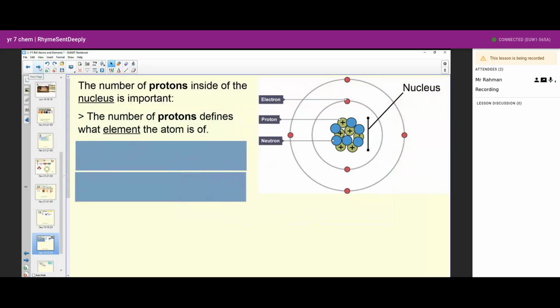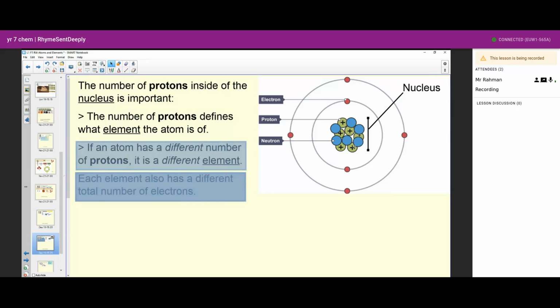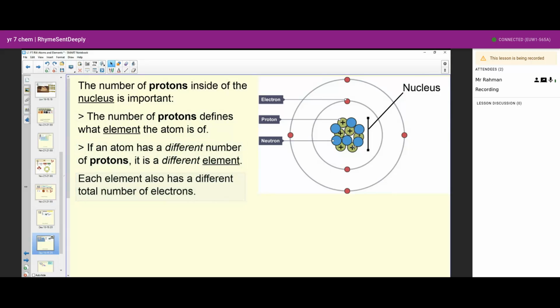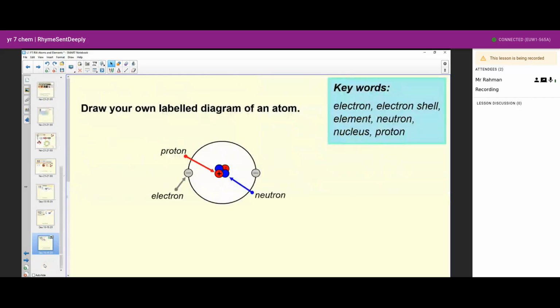The number of protons inside a nucleus is important. The number of protons tells us which element the atom is made up from. The protons are the green positive particles, and the number of those basically determines which element the substance is. Is it gold? Is it silver? The number of protons will tell us that.